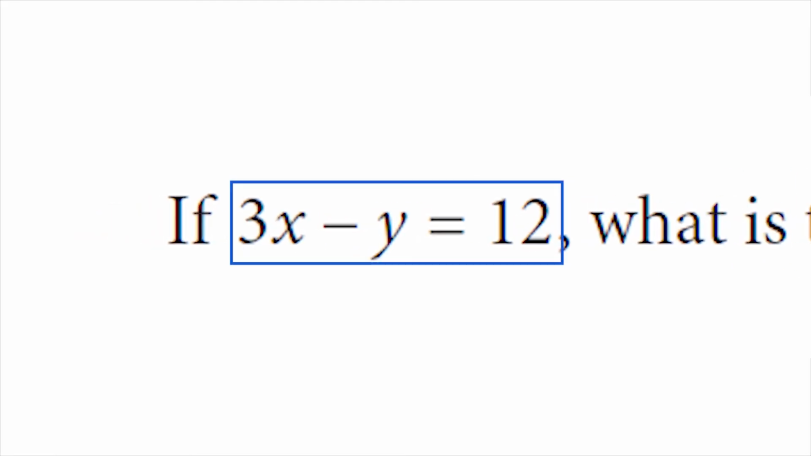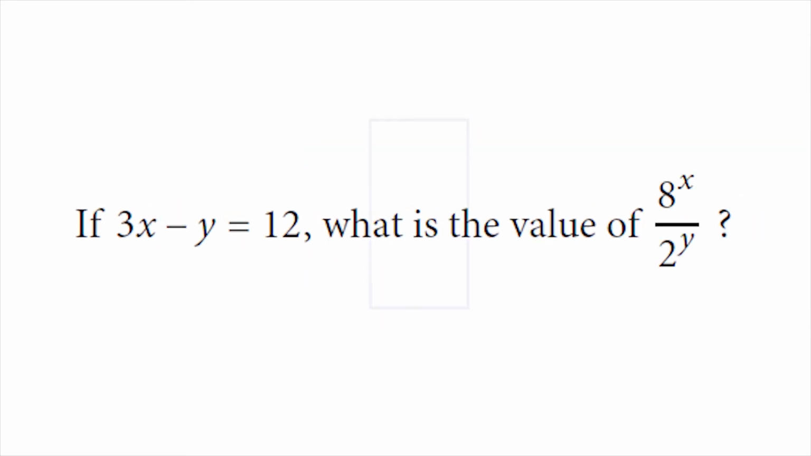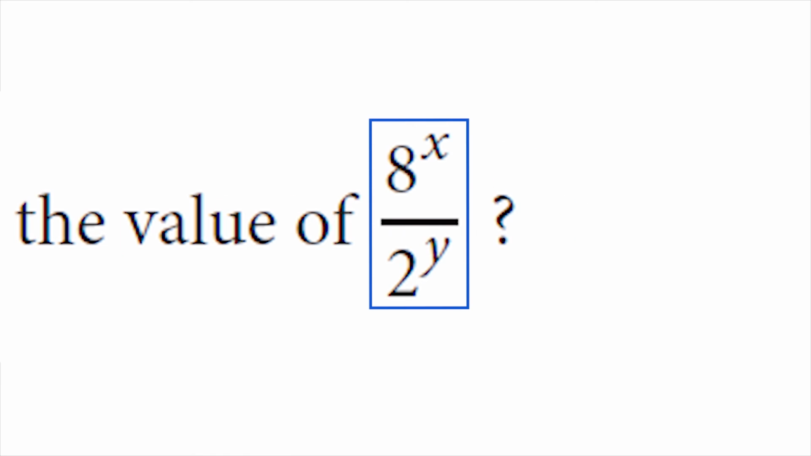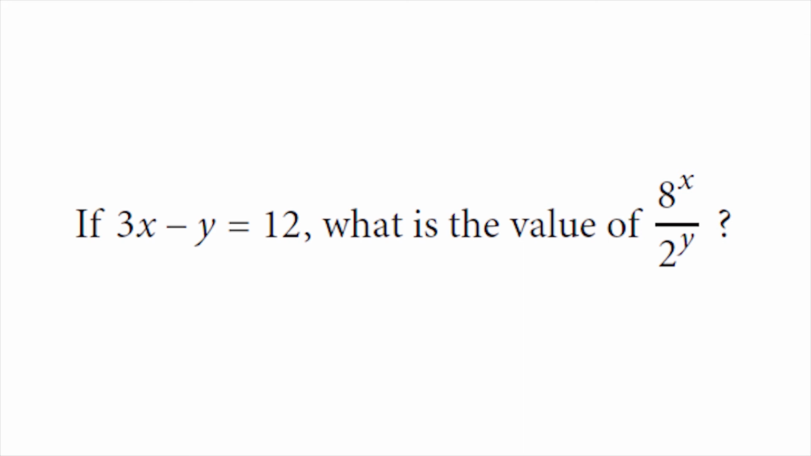First, they give us an equation, 3x minus y equals 12. Two variables. Zoinks! Then they give us 8 to the power of x over 2 to the power of y. It also has two variables. Double zoinks! How are we going to use this information to find the value of 8 to the power of x over 2 to the power of y?